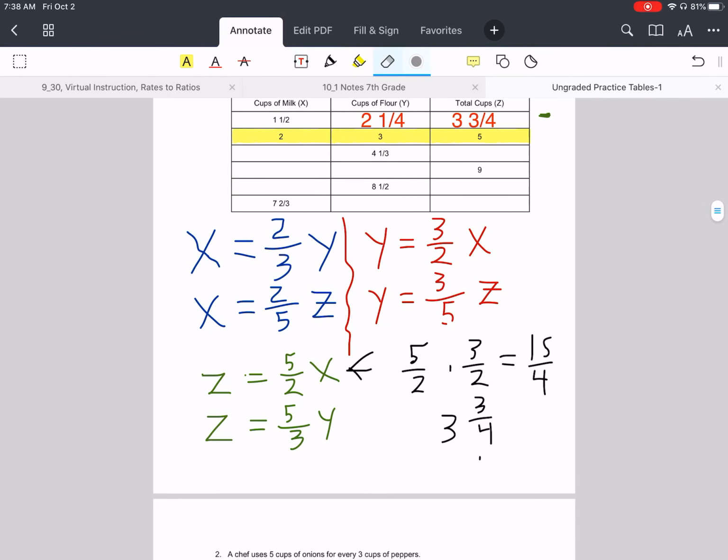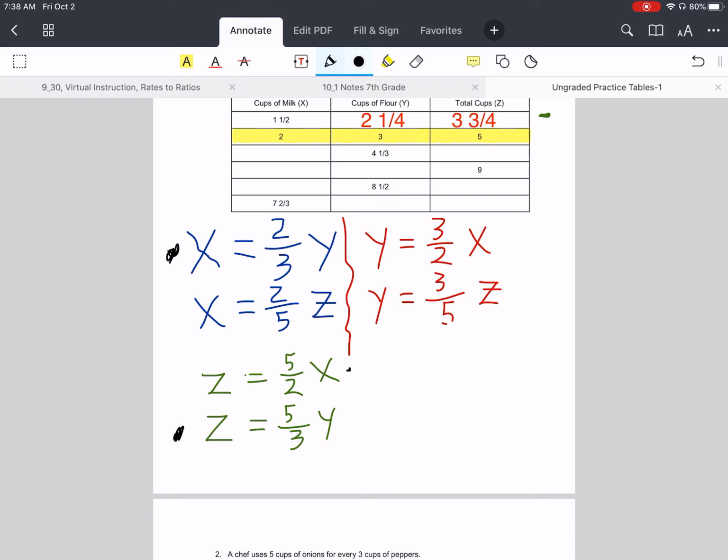All right, let's erase our work. So we're looking at the third row now, where y is equal to 4 1/3. So we have the y value. We're looking for the x and the z value. So this time we're going to be looking at the equations here and here, because we can find the x and the z value by multiplying a number by y.